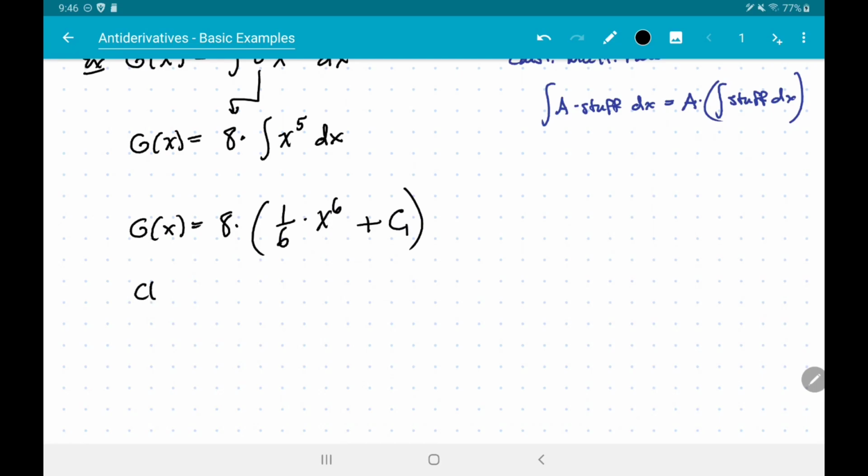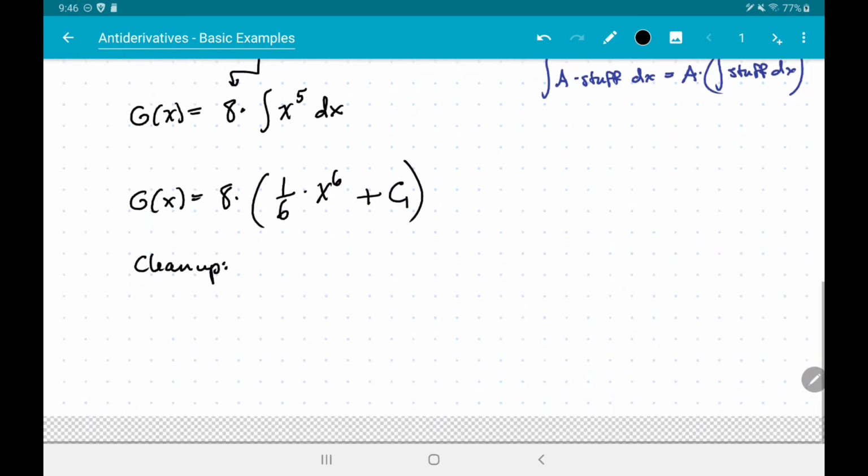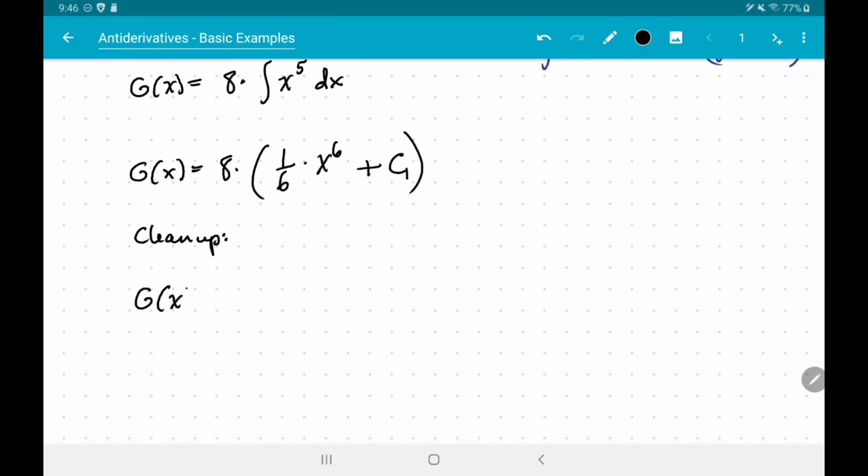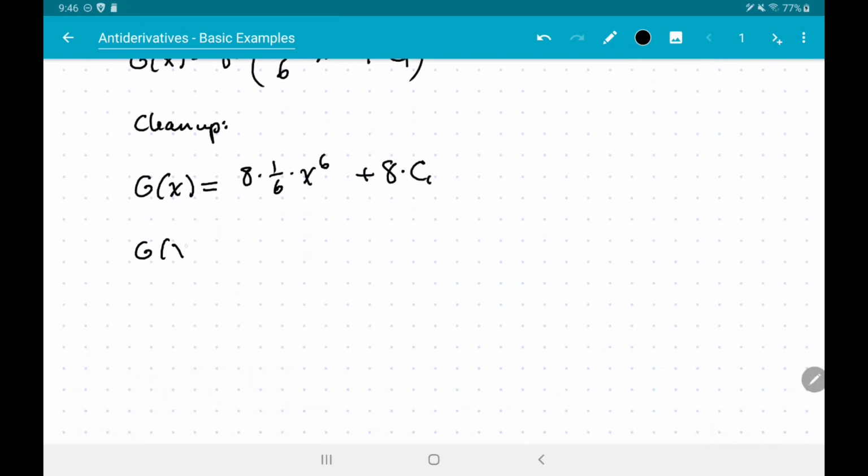Now I'm going to clean up a little bit and explain something about constants of integration. First, I can distribute the multiplication by 8, and so I get 8 times 1/6 times x to the sixth plus 8 times c1. Eight times 1/6 simplifies to 8 over 6, which you can simplify to 4 over 3 times x to the sixth.